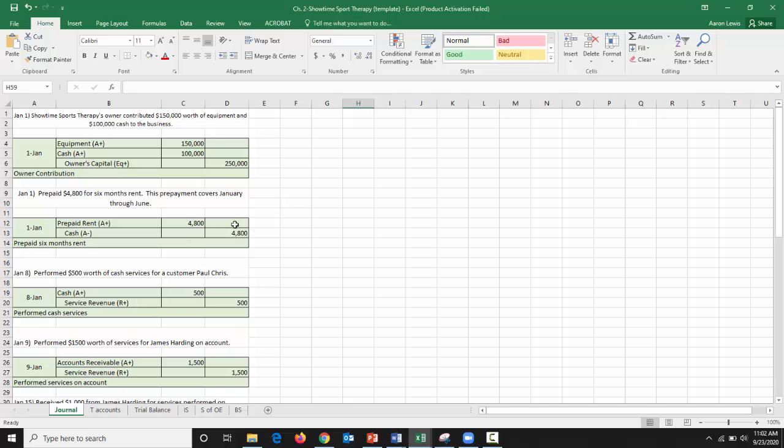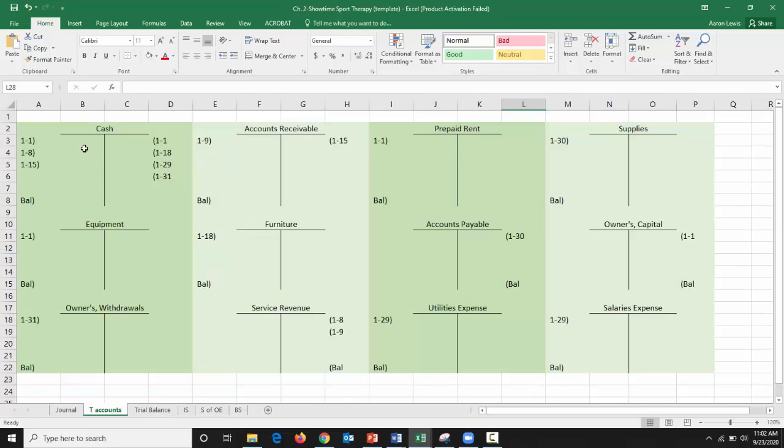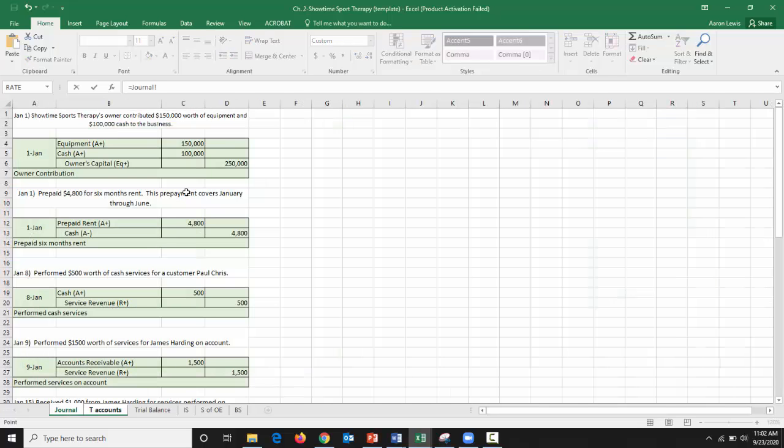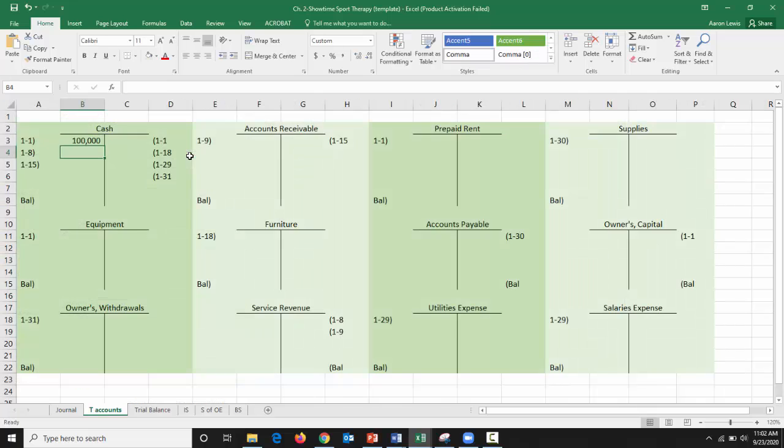What entries did we have during the month that affected cash? Well, on January 1st, Showtime Sports Therapy had a $100,000 cash contribution from the owner, and we debited cash. Let's take that debit and move it into the T account. So we're going to bring over that $100,000 into our T.